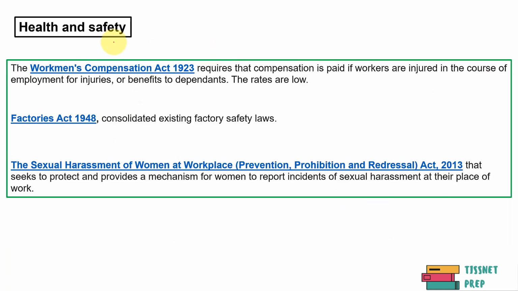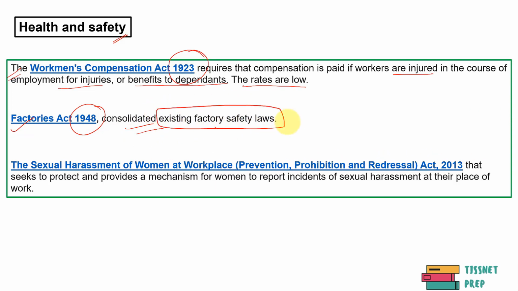Now the labor acts which cover health and safety, we have various acts. Let's see them. The Workmen's Compensation Act came in 1923. Again, it is a pre-independence act. What are the provisions? It requires that compensation is paid to workers if they are injured in the course of employment. Now the Factory Act came in 1948. It consolidated all the factory safety laws in detail.